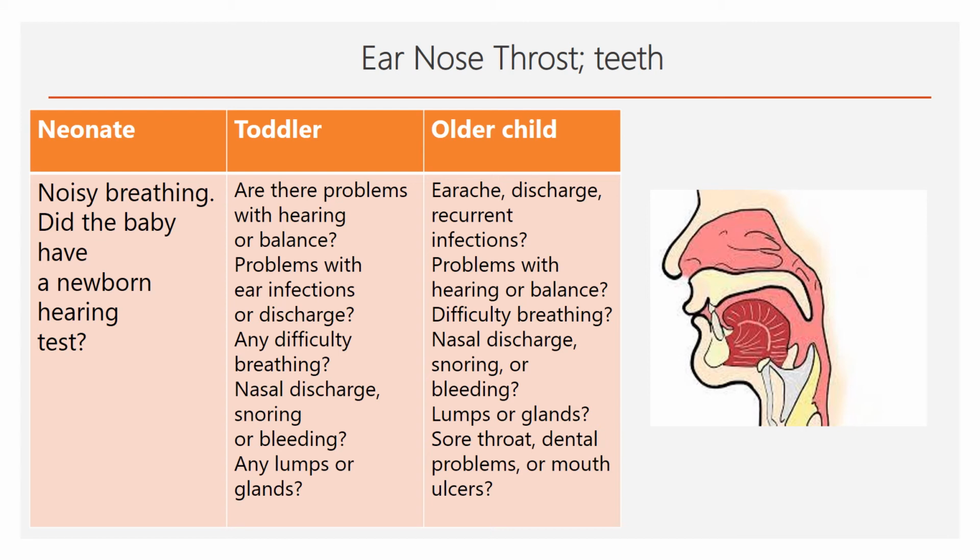At neonate, noisy breathing. Did the baby have a newborn hearing test? At the toddler, are there problems with hearing or balance? Problems with ear infections or discharge? Any difficulty breathing, nasal discharge, snoring, or bleeding? Any lumps or glands? At the older child, earache, discharge, recurrent infections, problems with hearing or balance, difficulty breathing, nasal discharge, snoring, or bleeding, lumps or glands, sore throat, dental problems, or mouth ulcers.